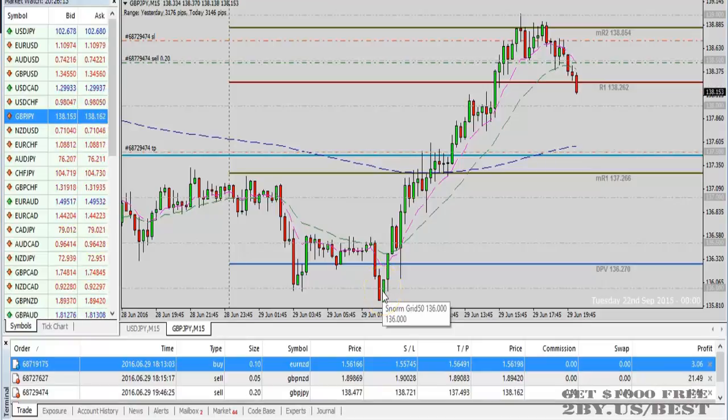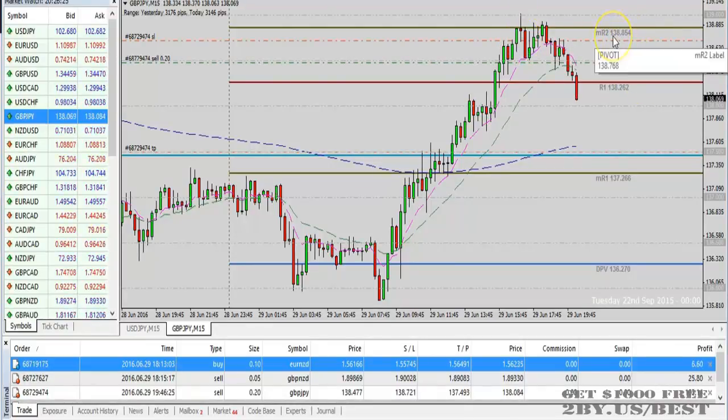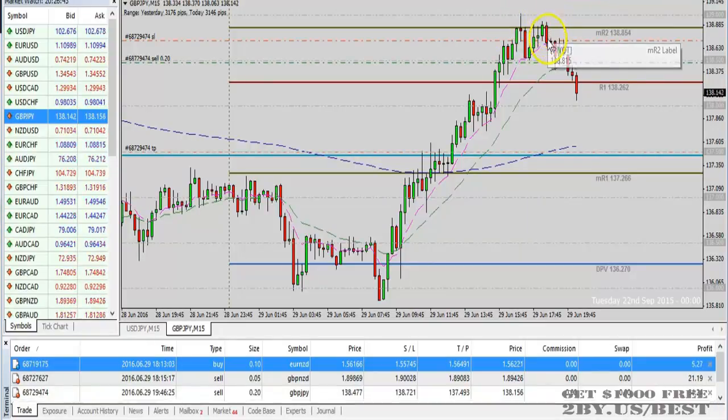So what happened was the market made a nice push to the upside. Nice bullish move to the upside. And it actually came up to 138.854, which is a resistance level on the pivot point. Now it attempted to break above that level, but it actually failed. And then the market attempted to break above that level once again, and it failed once again, giving us this nice strong bearish candle right here.